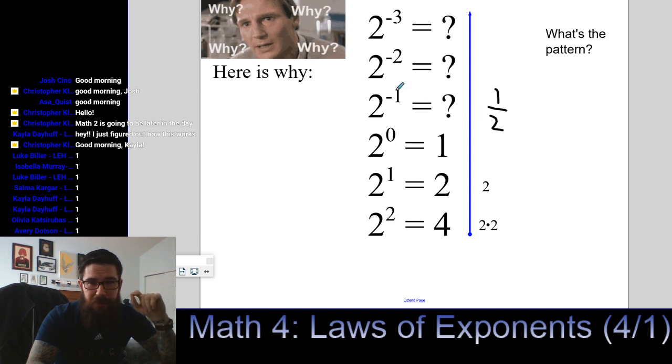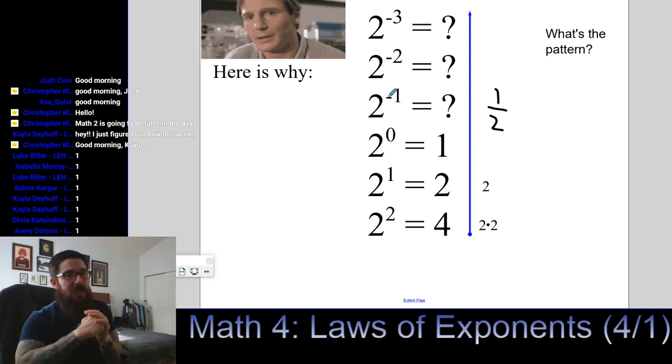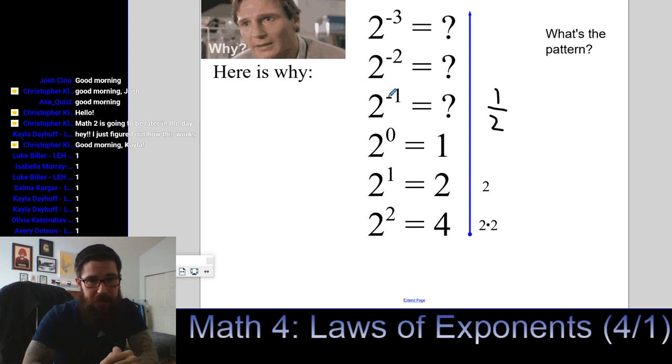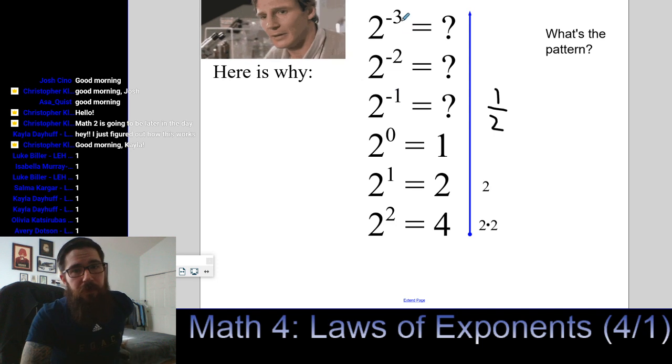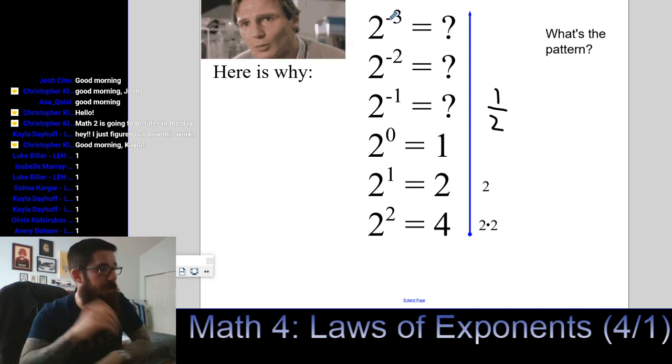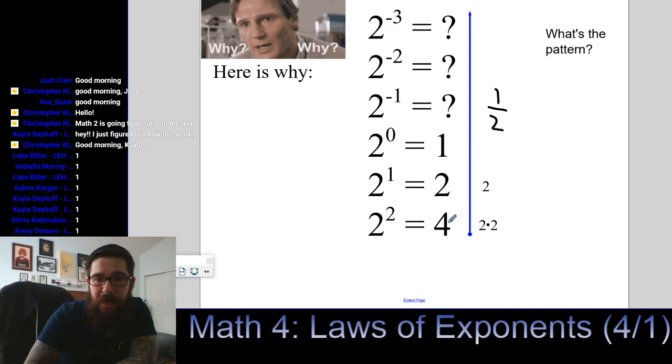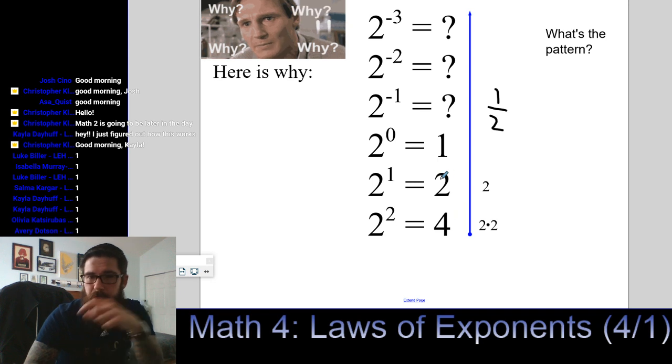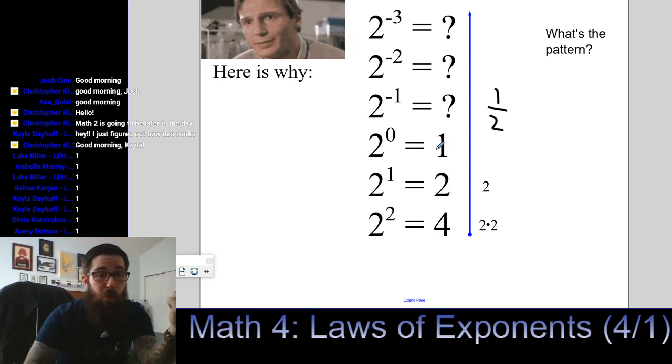A lot of people think this is going to be a negative. A negative exponent is not going to make a negative number. It's not going to happen. So don't freak out when you see this stuff, and you've got to train your brain to break that one real quickly. 4 divided by 2 is 2. 2 divided by 2 is 1. 1 divided by 2 is now a half.